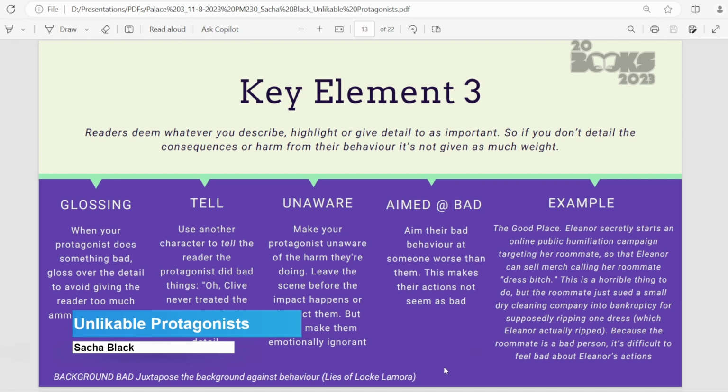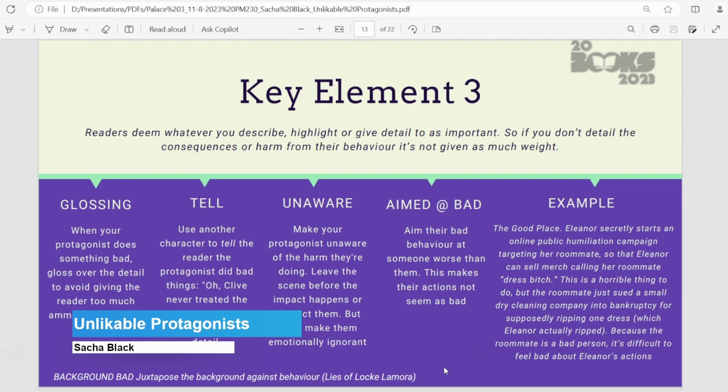So when you've got a bad protagonist, you need to justify their behavior or lessen it. Otherwise, the reader may disengage from them. So you can gloss over something bad by not giving the reader all of the details. So like, let's say they stabbed someone, but you don't go into any detail about the description. It just sort of happened and you just kind of sweep it under the carpet.